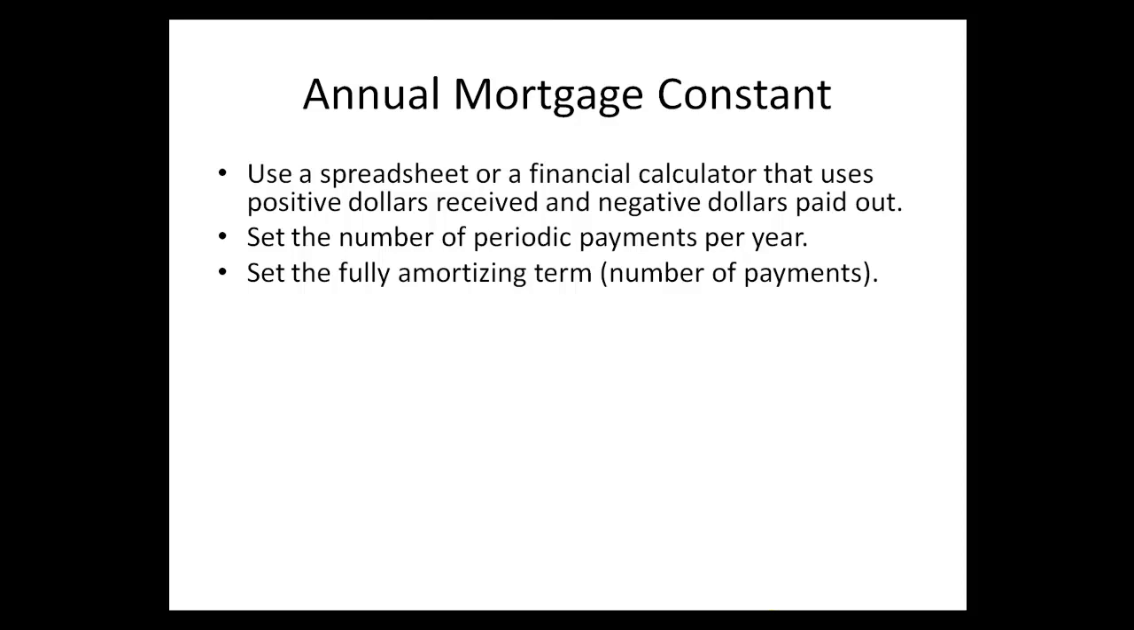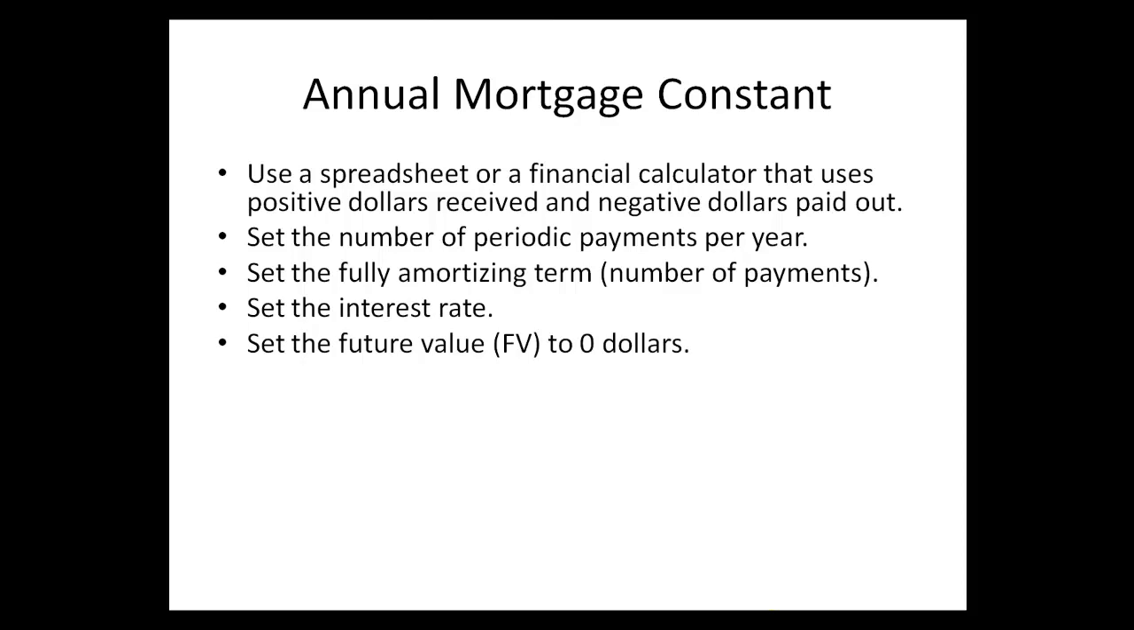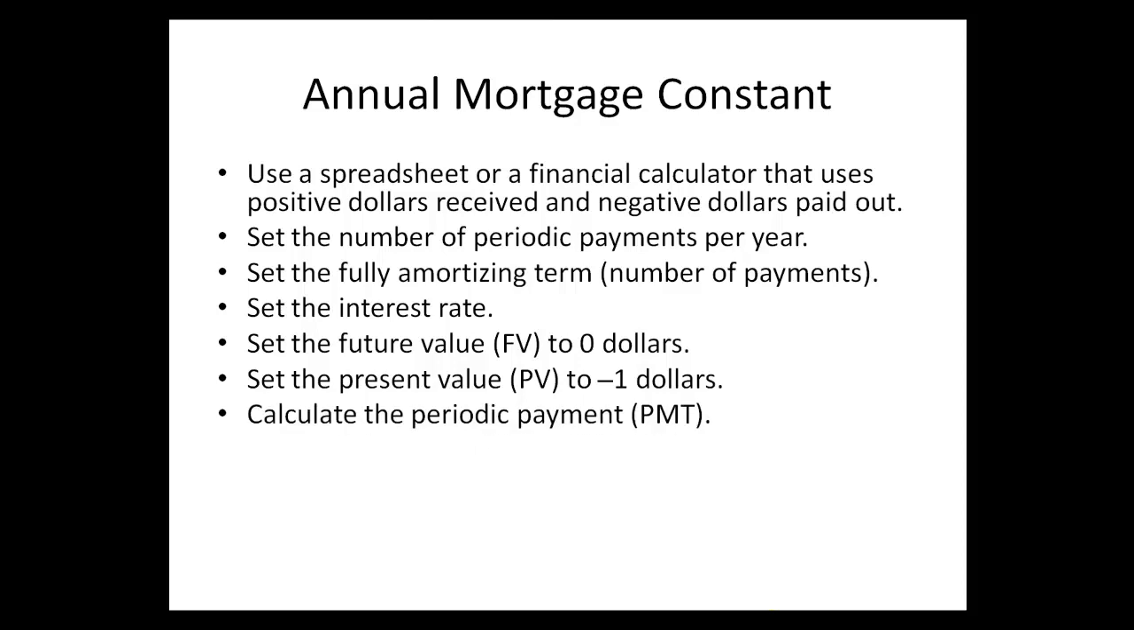Set the fully amortizing term, the number of payments to fully pay off the loan. Then set the interest rate. Set the future value to $0. This is fully amortizing. Set the present value to negative $1. $1 going out, $0 coming back. And then calculate the periodic payment.